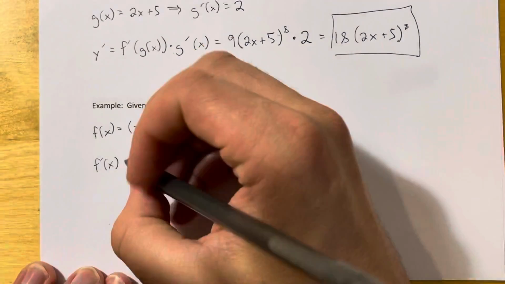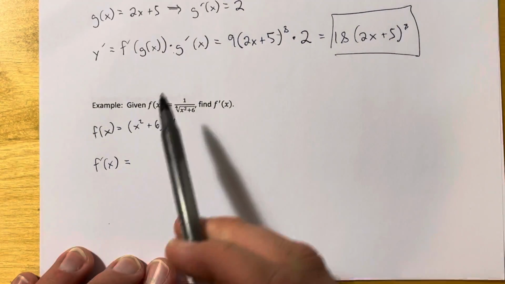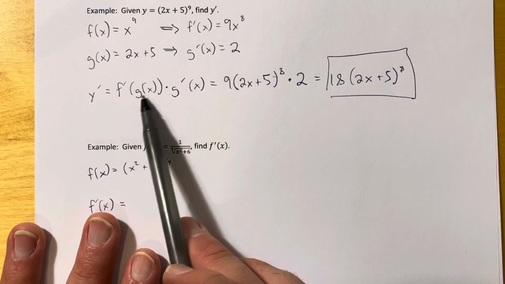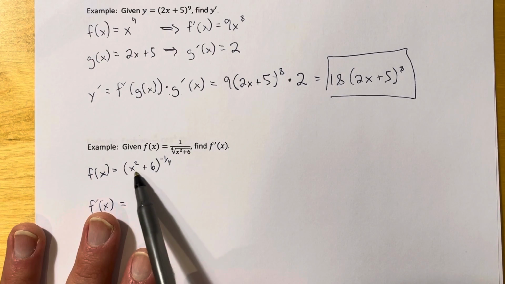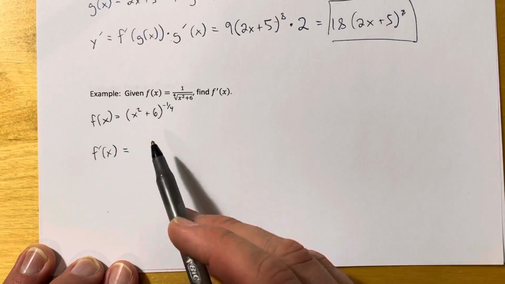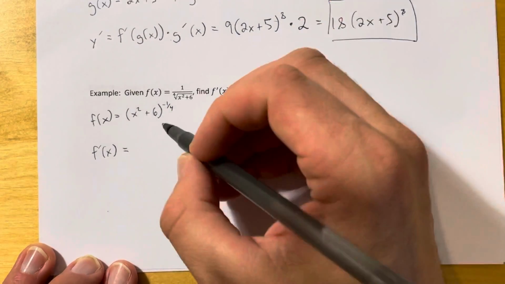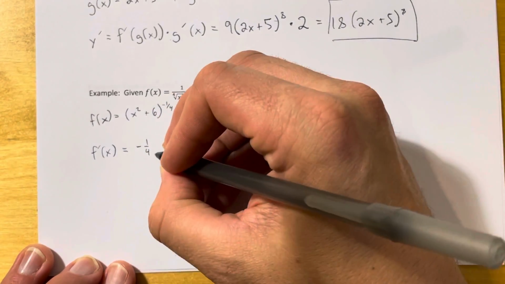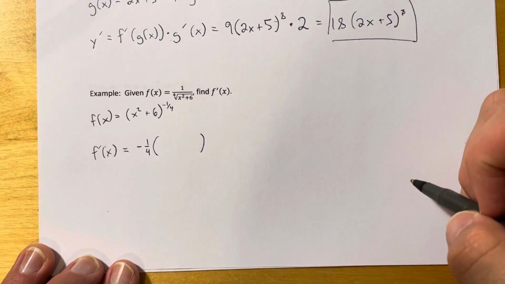So what I'm going to do is think of this without writing things in terms of f and g. The chain rule says that I need f prime of g of x. So what I need is the derivative of the outside function evaluated at the inside function. So what does the derivative of the outside look like? Well, the outside function is a power function, so I use my power rule. My negative 1/4 is going to come down, and then I subtract 1 from my exponent.